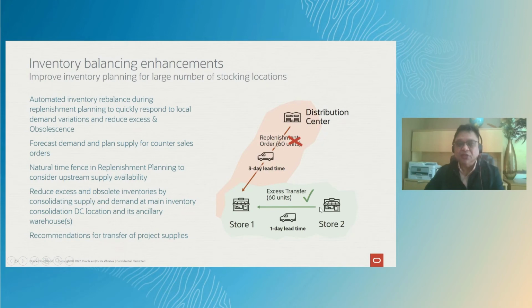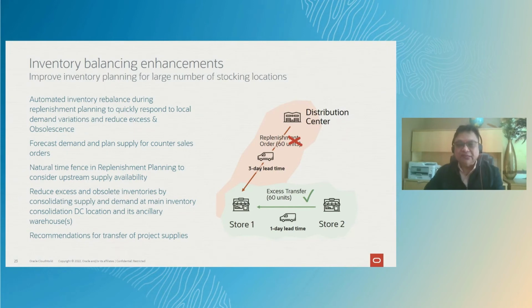So rebalance locally. Counter sales order support: many distributors sell from their branches, counter sales, so this supports appropriately considering demand and not double counting supply. Also the ability to have a natural time fence, so if there are upstream constraints, we don't keep creating replenishment orders.